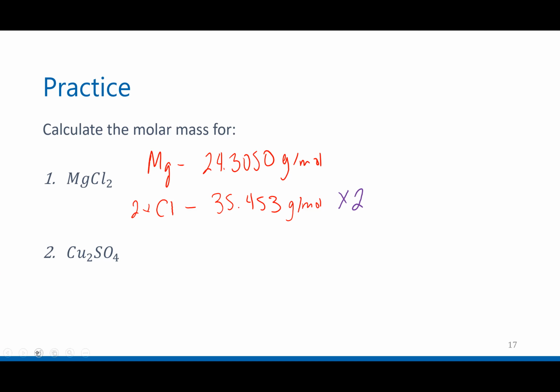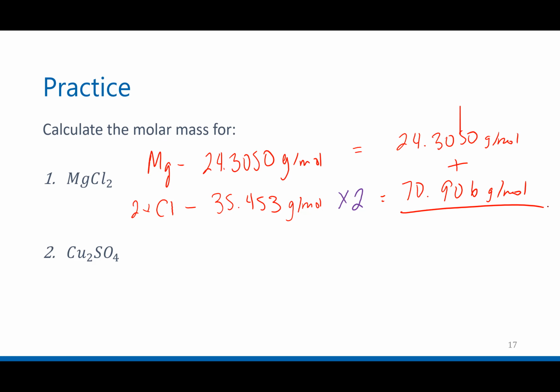Okay, let me go back to my red pen here. So this stays the same, 24.3050. And for this one, I'm going to have to use my calculator. I haven't done these, so I'm doing them along with you. I get 70.906. And then you just add them up, and that's it. Now be careful with your significant figures. Let me just add these up.